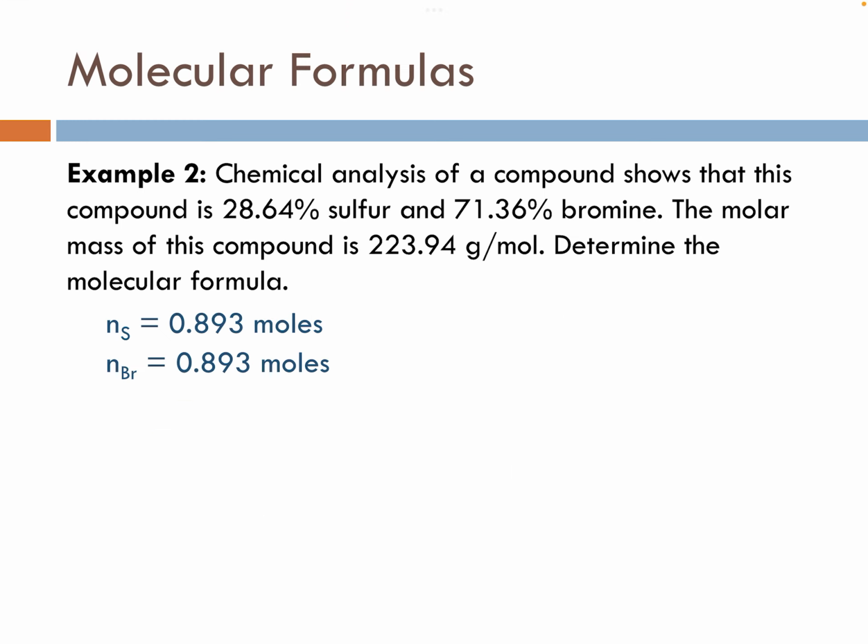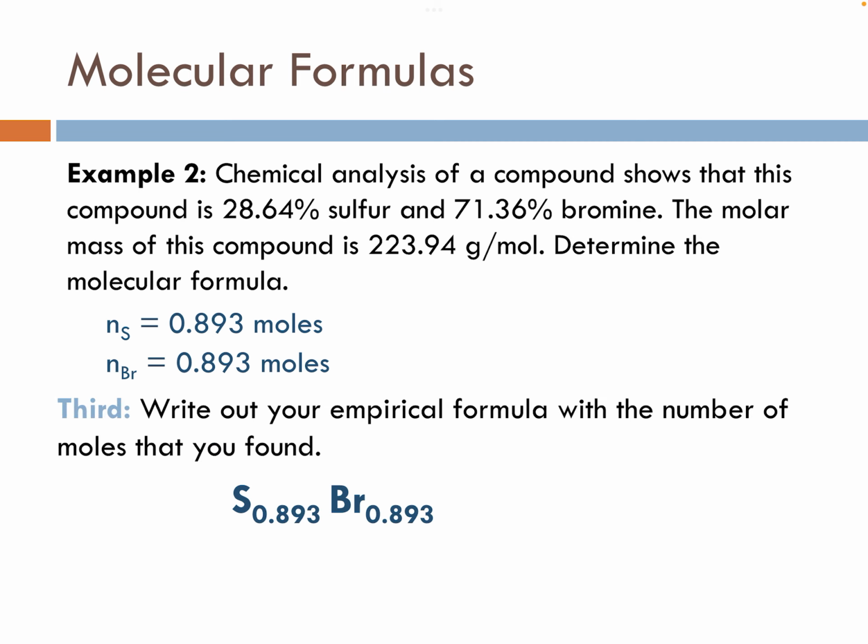So my next step will be to take those moles and write them out as an empirical formula with the number of moles of each element written as subscripts. So here we go. The subscript after sulfur will be 0.893 because that's the number of moles we have of sulfur. And the subscript after bromine will be 0.893 because that's the number of moles we have of bromine. We need whole numbers in an empirical formula, so we always divide each of those subscripts by the smallest subscript, whichever one is smaller. In this case, they're actually the same, so we're going to divide them by 0.893 because that is the smallest.